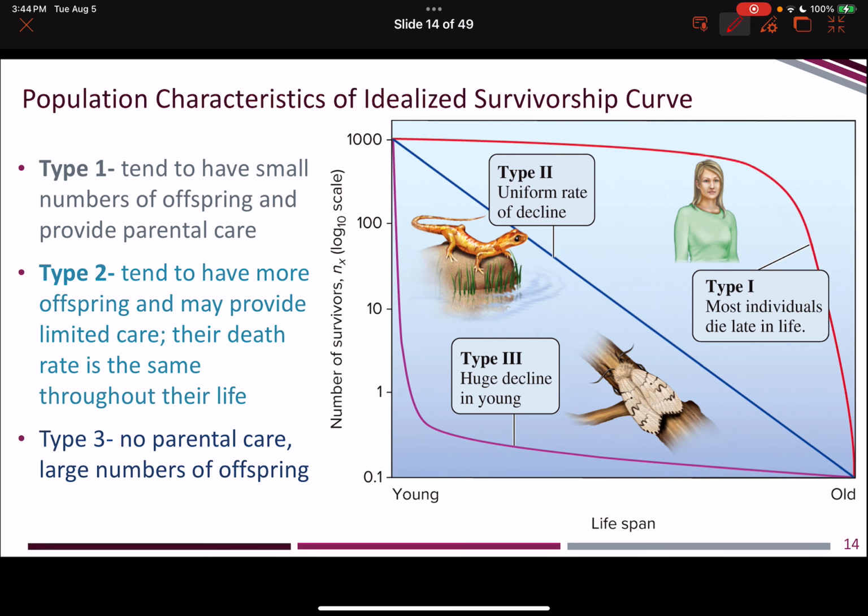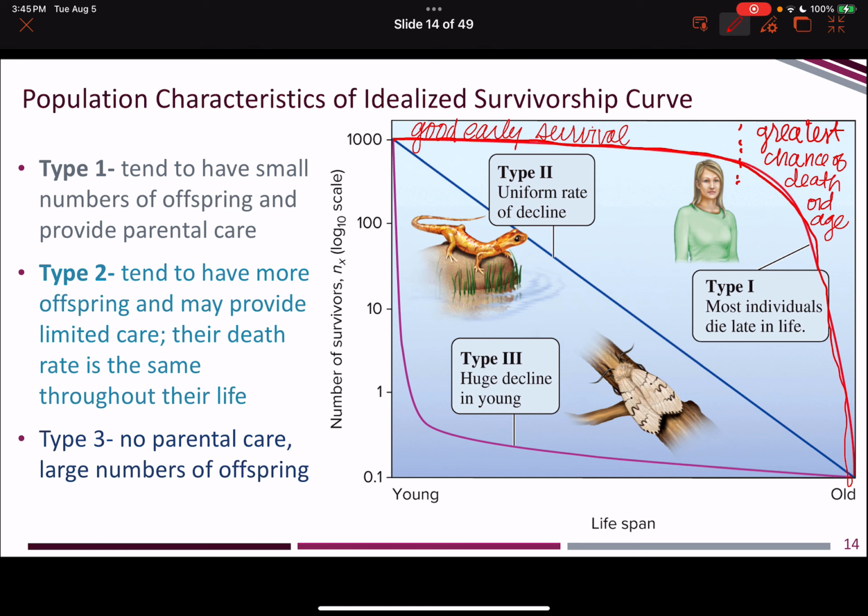So this is what a generalized curve for each of these looks like. We've got our type 1 here on the right. We've got our human example. So again, type 1 organisms are going to have a good early survival. And then if we look at this left side of the graph, the rate of death seems to increase very quickly once you get old. So your greatest chance of death is going to be at old age.